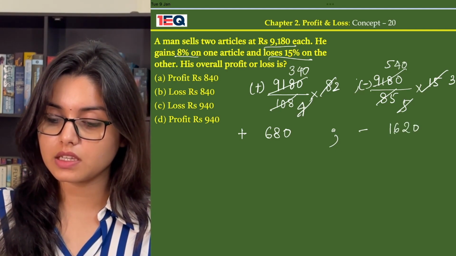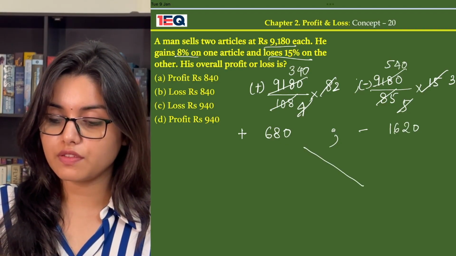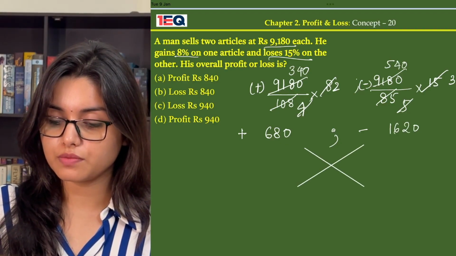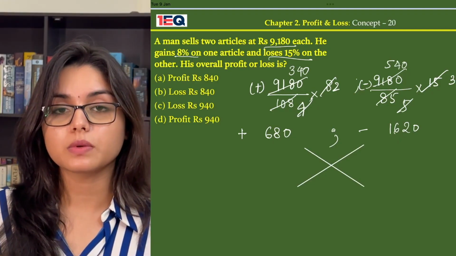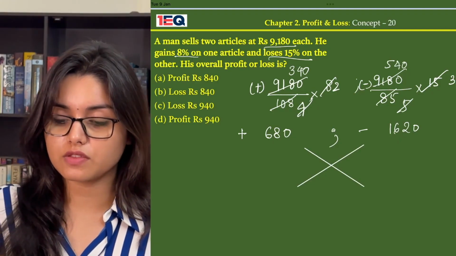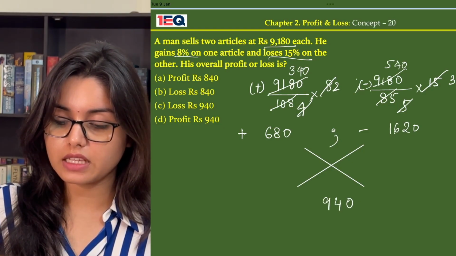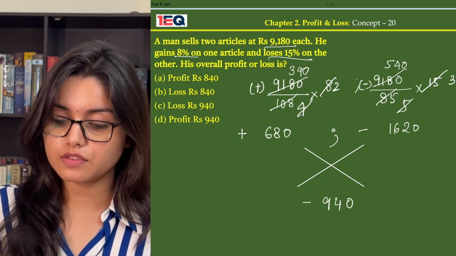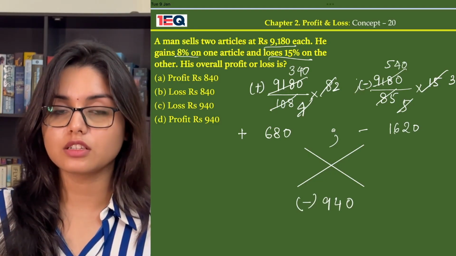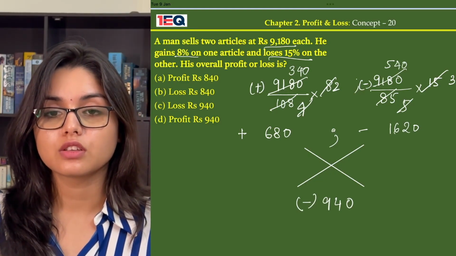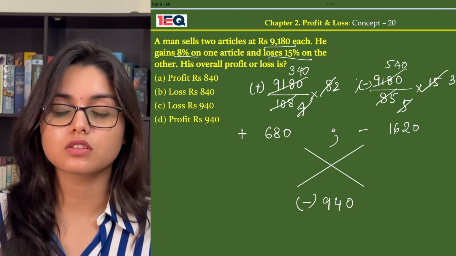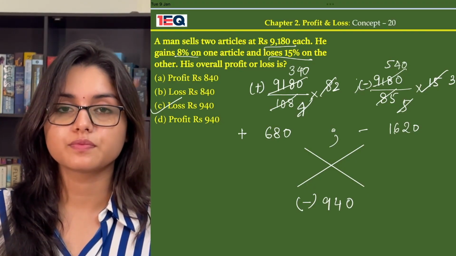1620 in negative. Now we'll find the net amount from here. So 1620 minus 680 gives us 940 negative. That means he had a loss of rupees 940. So our answer to this question is option C.